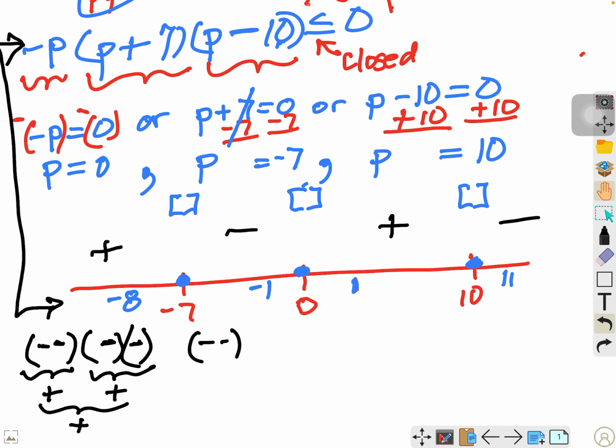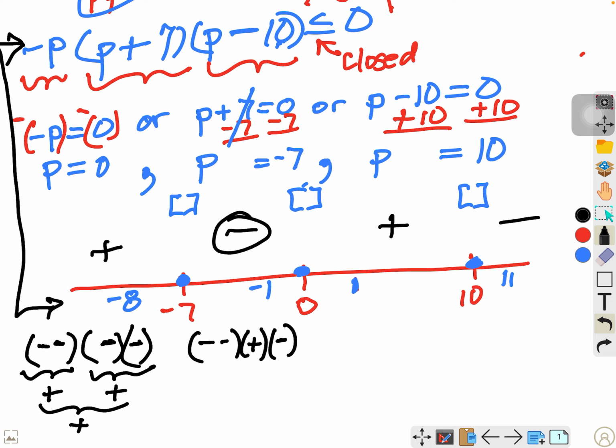And then -1 plus 7. That's going to give me a positive. And finally, a -1 minus 10. That's going to give me a negative. So I have an odd number of negatives. My outcome will indeed be negative.